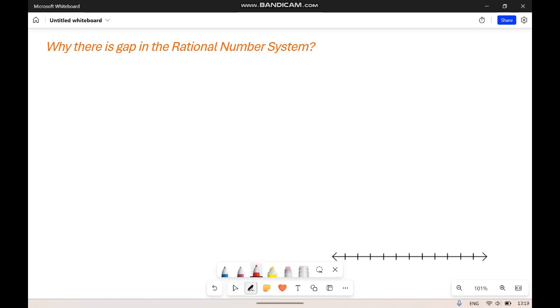So hello everyone. The main aim for this video is to show that the rational number system has certain gaps, and that the rational number system is inadequate for many purposes, as a field and as an ordered set. And this gap is what leads us to the irrational number system. And so we will see in this video why we need irrational numbers at all.